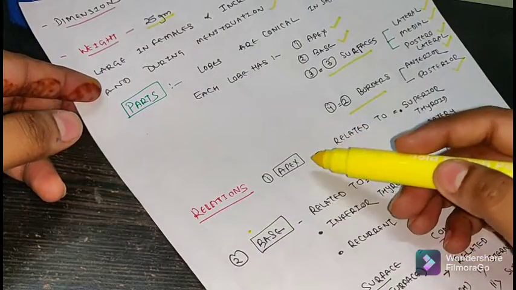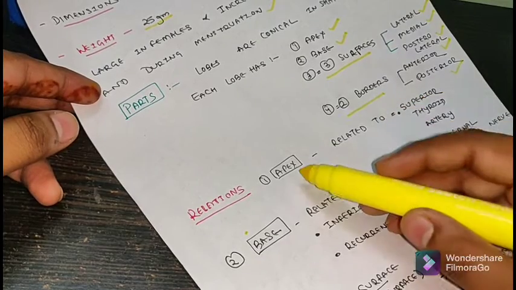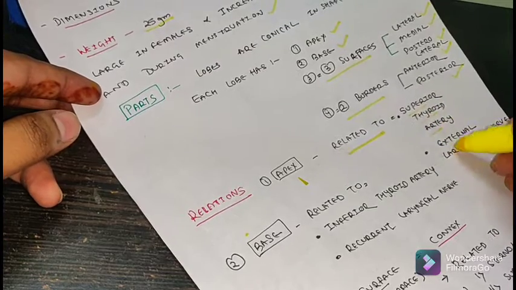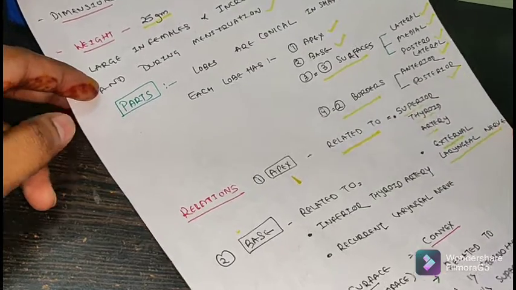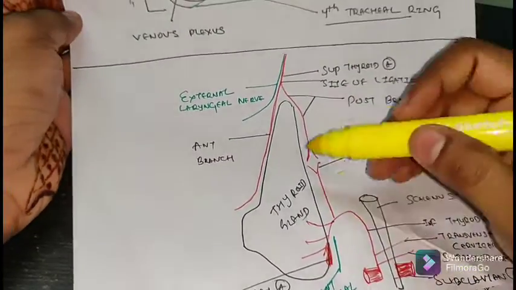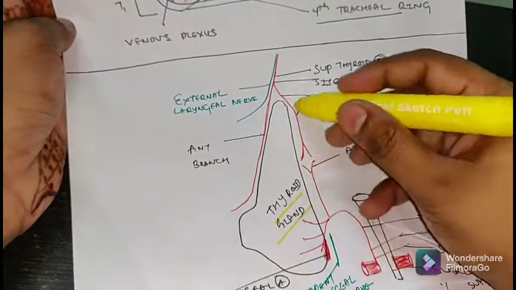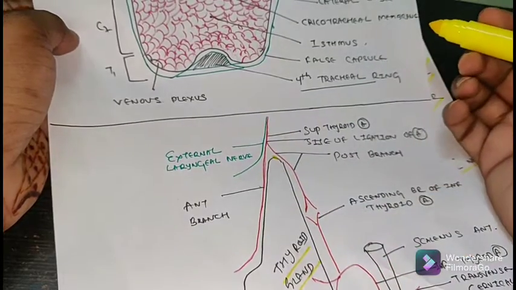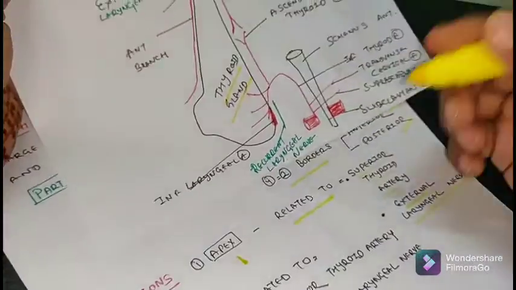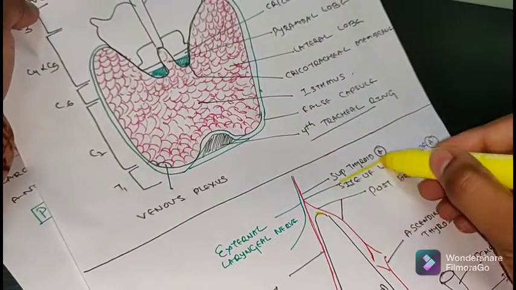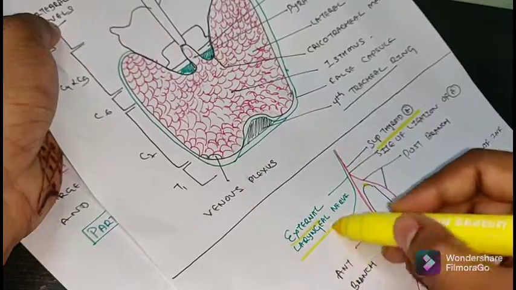Coming to the relations of the thyroid gland, the apex is related to the superior thyroid artery and the external laryngeal nerve. Friends, we can see here the diagram I have made. This is the thyroid gland, and this is the apex of the thyroid gland, which, as I told you, is related to the superior thyroid artery and the external laryngeal nerve. Here this is the superior thyroid artery and this is the external laryngeal nerve.